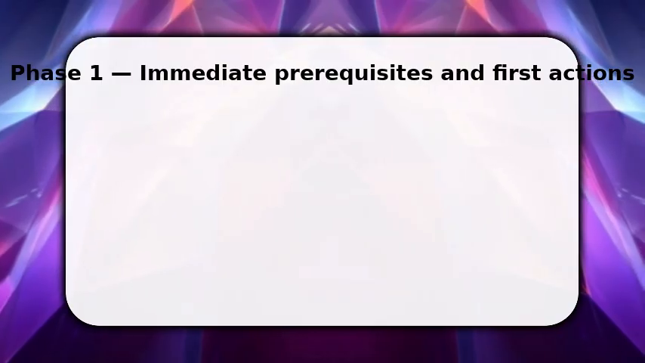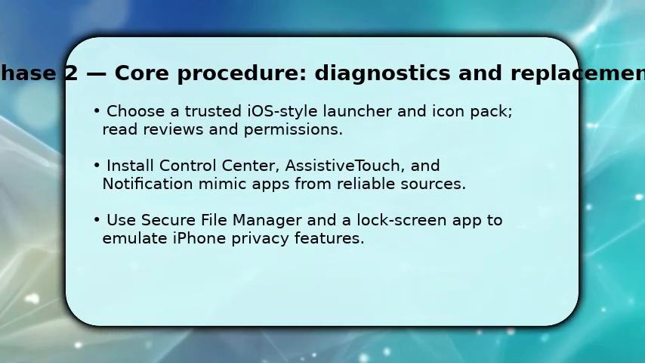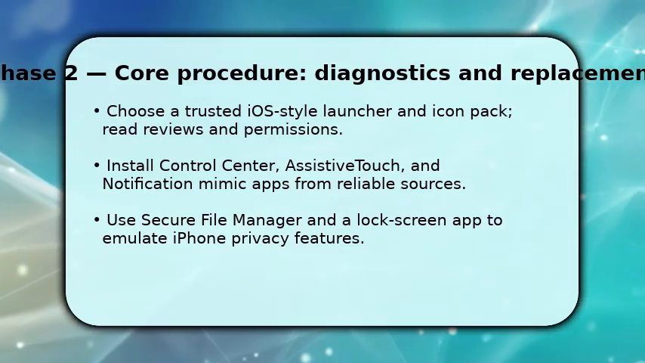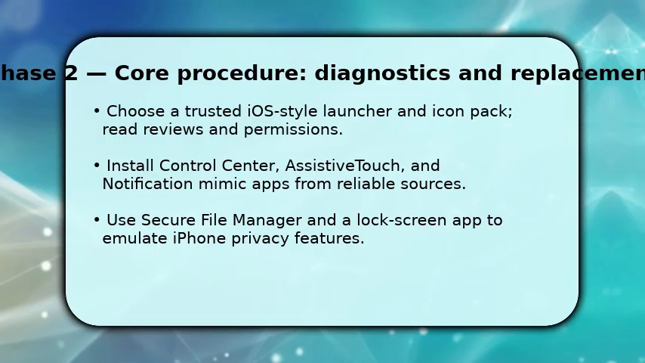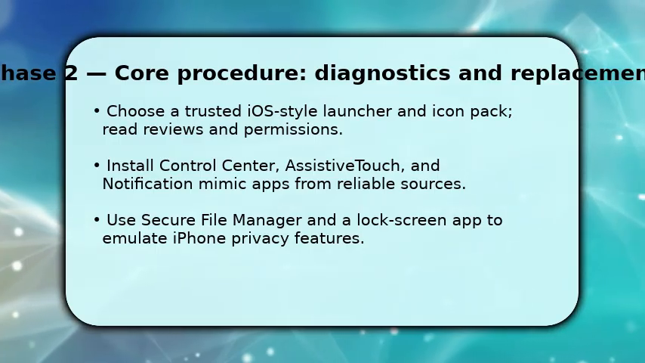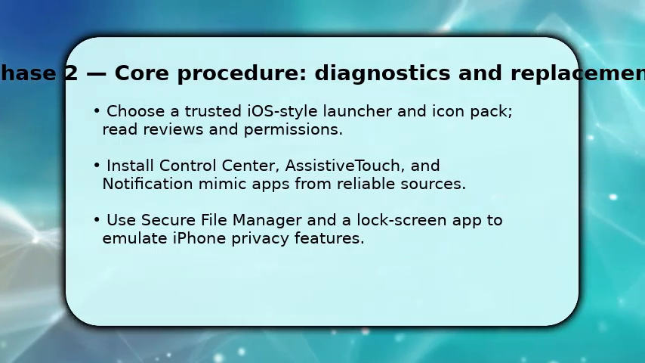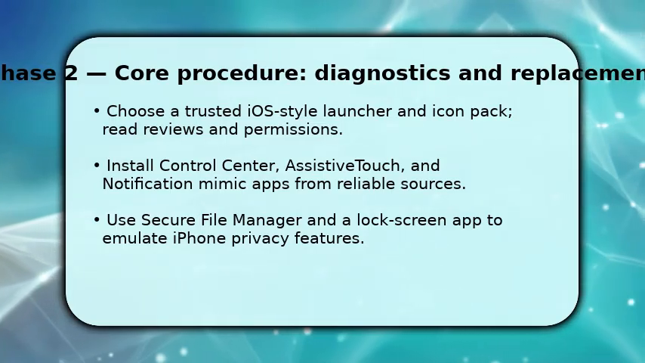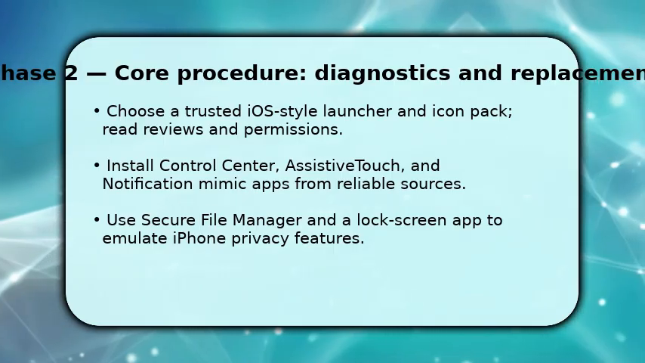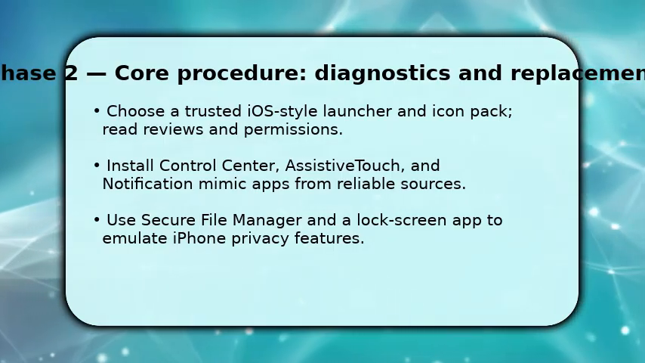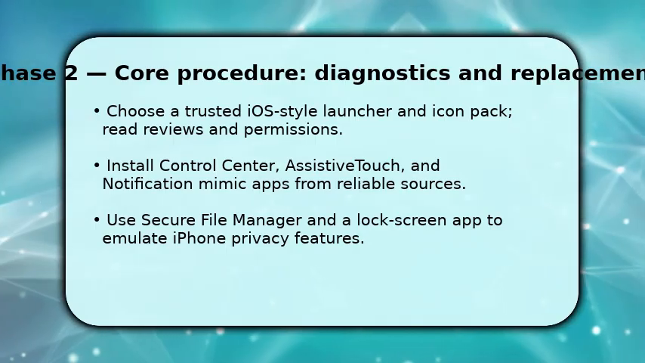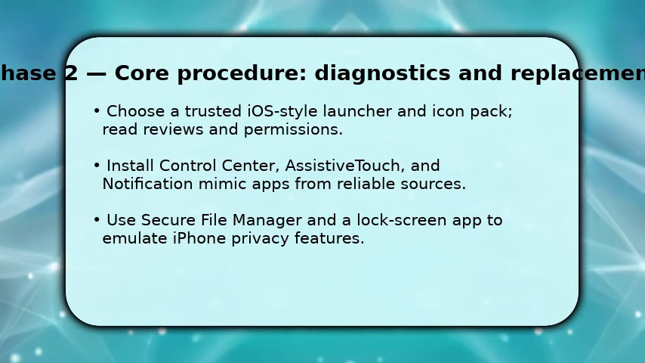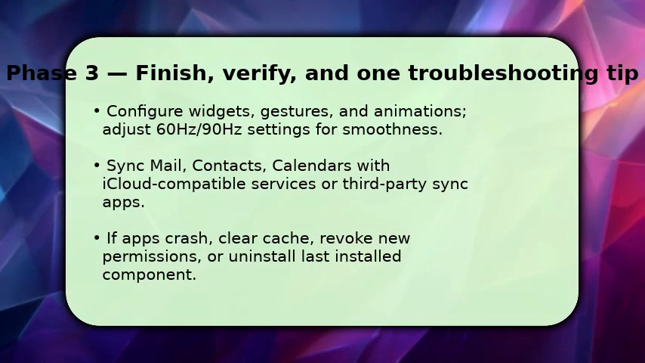Now you build the experience by installing modular components. First, pick a high-rated iOS-style launcher and matching icon pack. This changes home screens and app drawer behavior. Next, add a control center app and assistive touch clone to get quick toggles and gestures. Then swap the lock screen and notification manager for privacy-focused alternatives. I tell you why. Modular changes avoid deep tampering, so you get the look and many behaviors of iPhone while keeping Android's security intact.